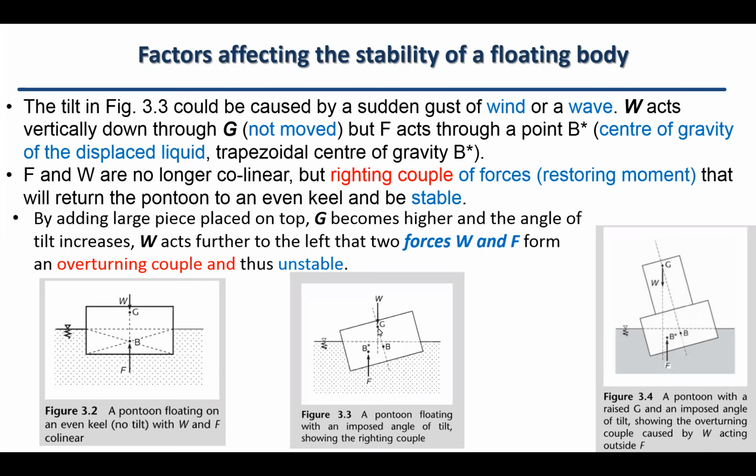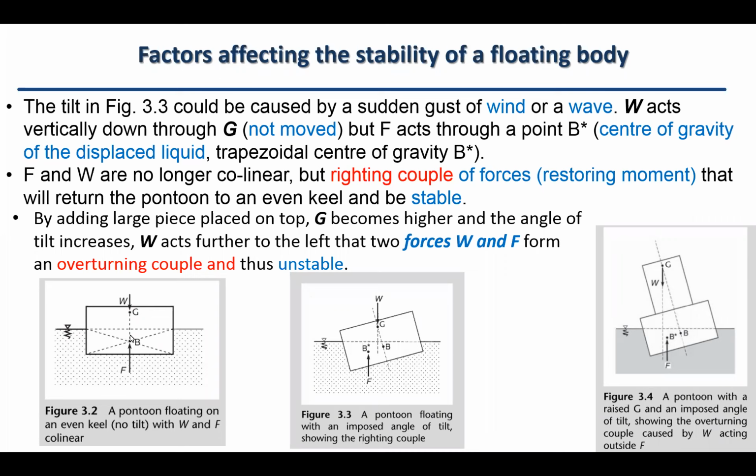First of all, the angle of the tilt is created. You can see that the angle of the tilt is created here because of the wave or the gusty wind, for example. We can see here the weight of the body always passes through the center of gravity, so it's intact. The W is acting exactly at the same point. However, the place where the buoyancy force acts is moving, because the center of the area of the floating body changes. Let's look here on the left hand side.